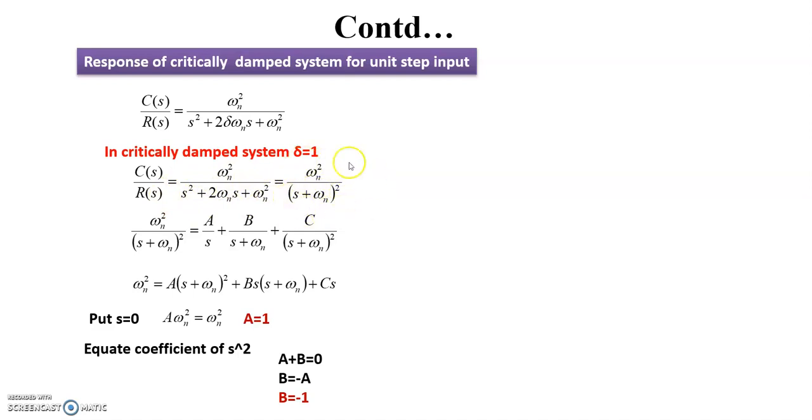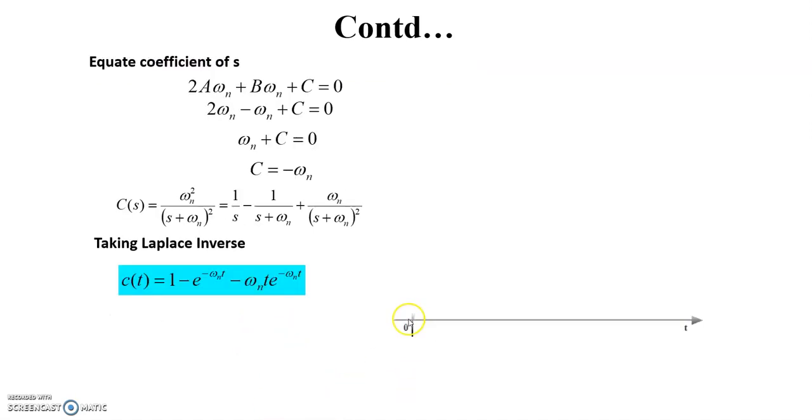Taking the partial fraction for this one: A by S plus B by S plus omega n plus C by S plus omega n whole square. So omega n square is equal to A into S plus omega n square plus BS into S plus omega n plus CS. Put S is equal to 0 in this equation to find the A value. A is equal to 1. Then equating the coefficient of S square, A plus B is equal to 0. B is nothing but minus A, where A is 1, so B is equal to minus 1.